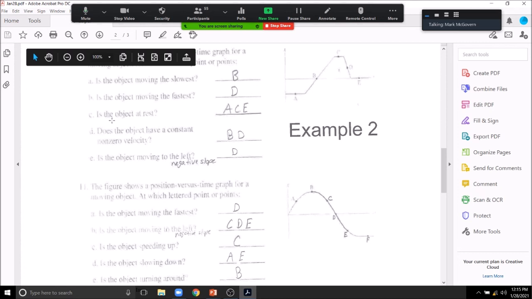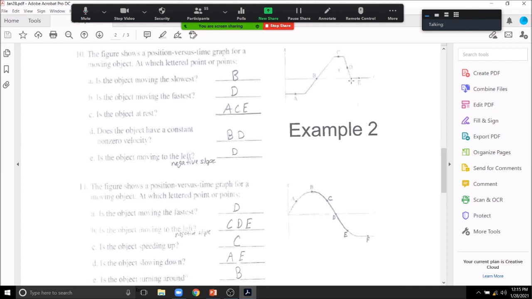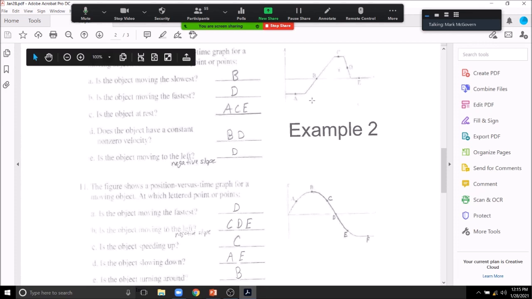Object at rest, well, that kind of qualifies A as meaning what it means. But anyway, the object is at rest at A and C. Does the object have a constant non-zero velocity? Yes. Both during B and D, the speed is constant. And D is a negative slope, so we move to the left for D. Okay, so any questions about those letters for that first example?